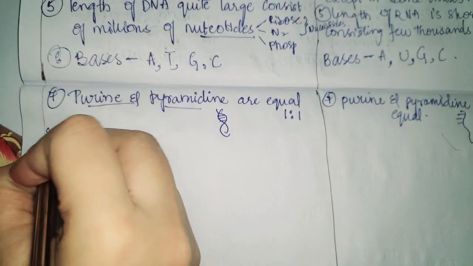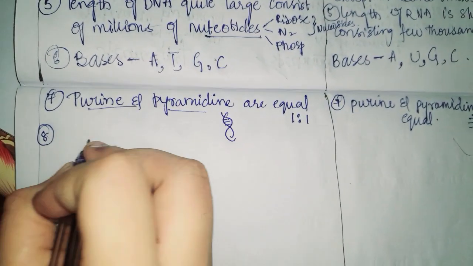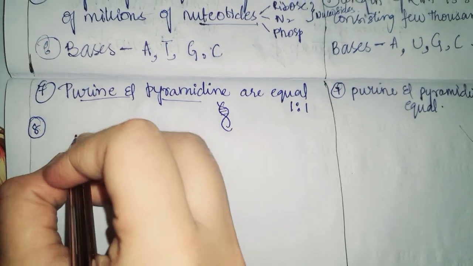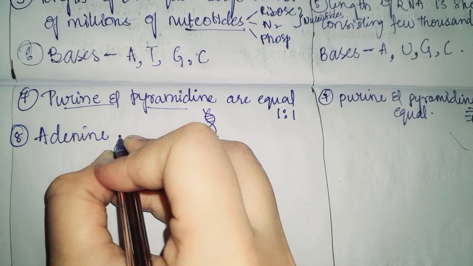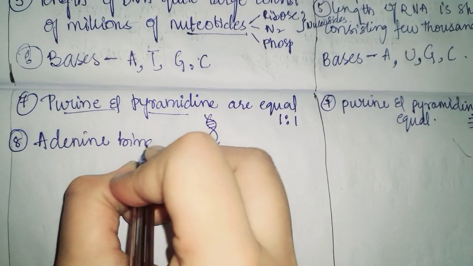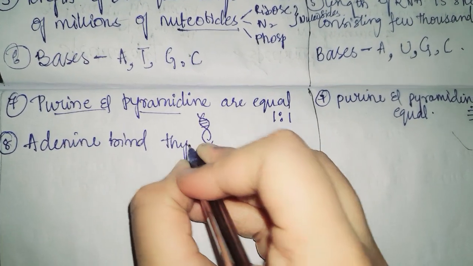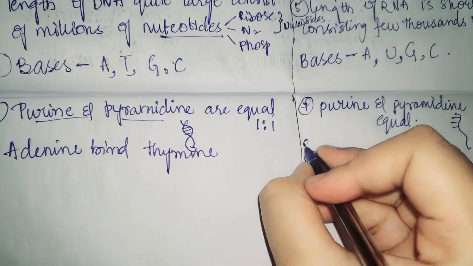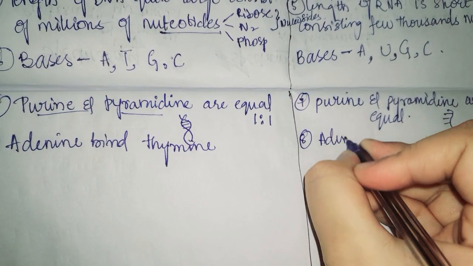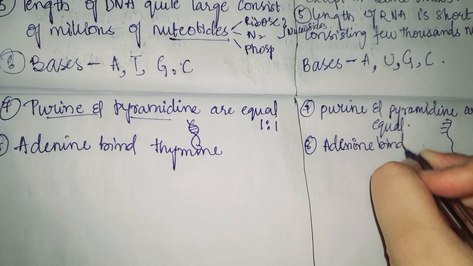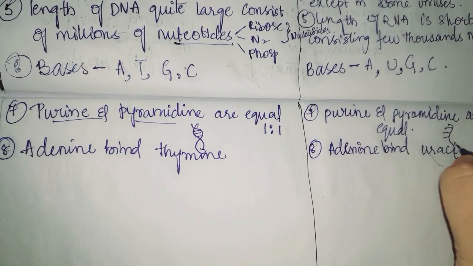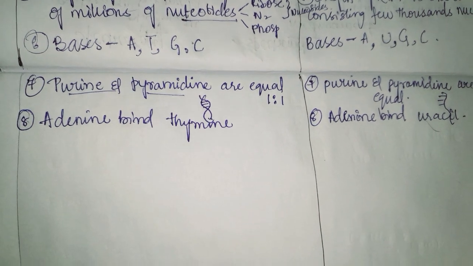Okay, now we'll talk about the eighth difference. Here in DNA, adenine binds with thymine, and here in RNA, adenine binds with uracil. Isn't that true? Yeah.